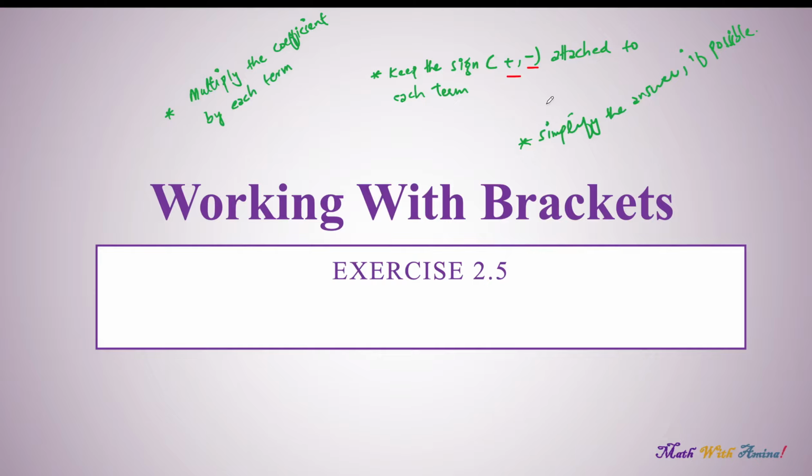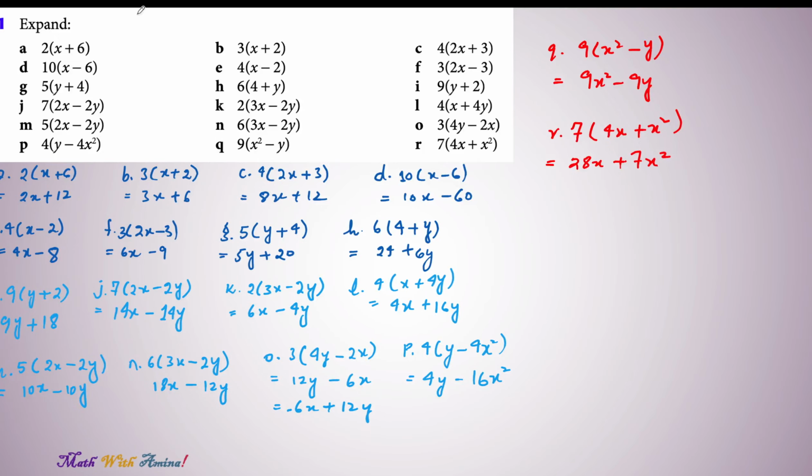Now, how do we apply these rules while having brackets in our expression? We will learn it with our very first question, which asks us to expand. We are given different expressions and we are asked to expand them. Expanding simply means removing the brackets. In every expression we have brackets. To remove the brackets, we simply multiply the term outside the bracket by every single term inside the bracket.